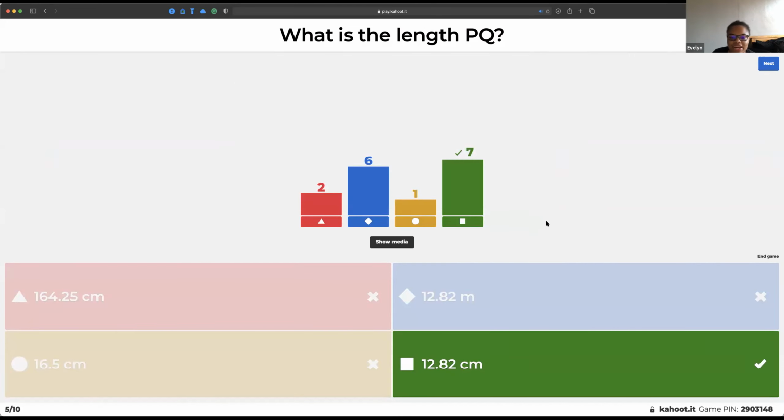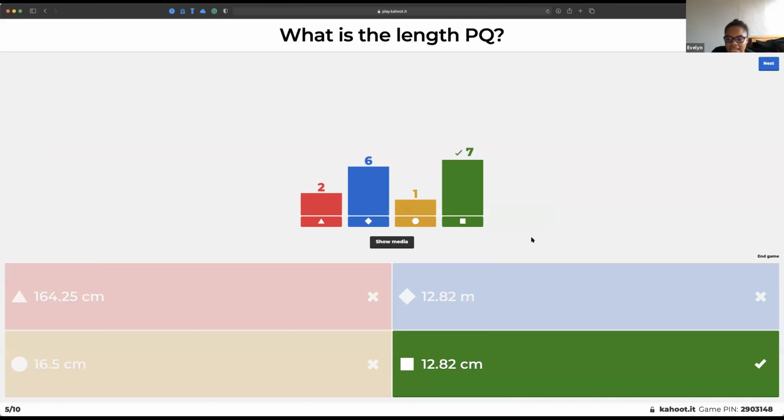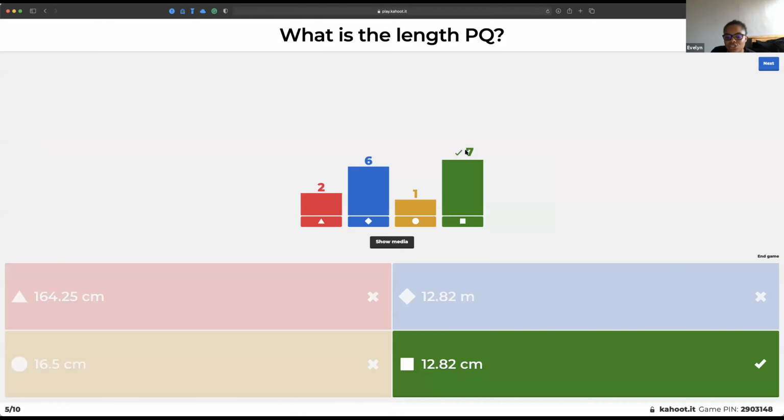Brilliant. Right. So here you can use Pythagoras. It's a right angle triangle. So you can do 12 squared plus 4.5 squared, and then you square root it. Always remember to square root it at the end. The only thing is that if I open up the triangle again, it's in centimeters. So make sure that your answer is also centimeters and not meters.